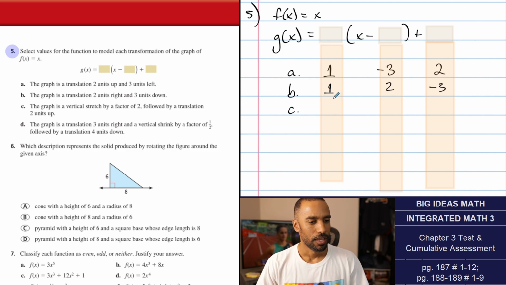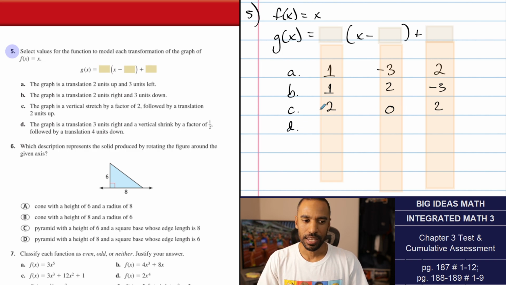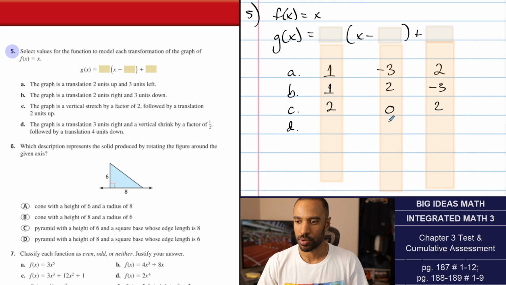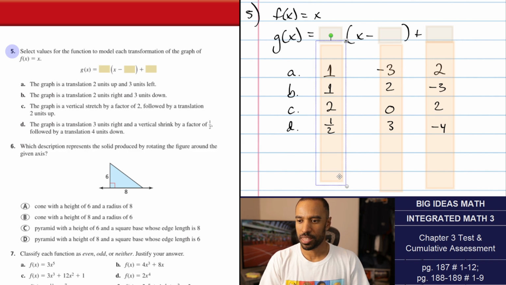Part C. The graph is a vertical stretch by a factor of 2, followed by a translation 2 units up. This is going to be a 0 because there's no horizontal translation. D. The graph is a translation 3 units right. It's positive, well, minus 3. And a vertical shrink by a factor of 1/2, followed by a translation 4 units down. Should be that one. So those should be the answers there.